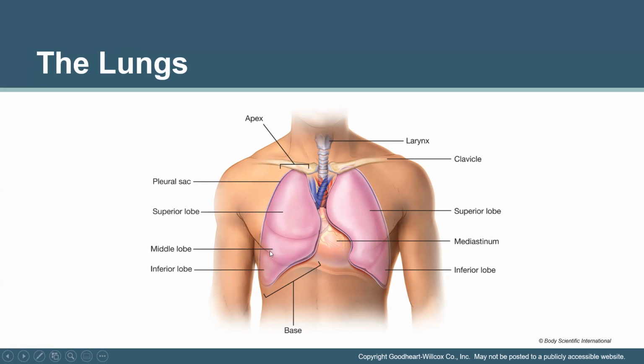Okay, the lungs themselves, I already went through the lobes. Similar to the heart, the lungs are conical in shape, meaning they have a base and an apex. The lungs will sit within the pleural cavity, within the thoracic cavity, which is one of your anterior body cavities. The mediastinum sits between them.